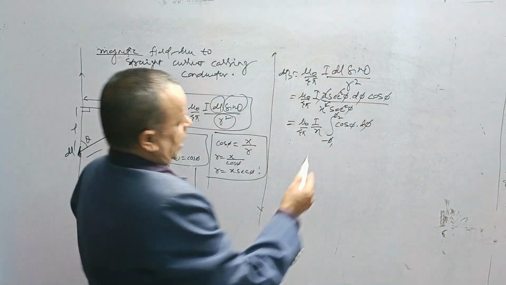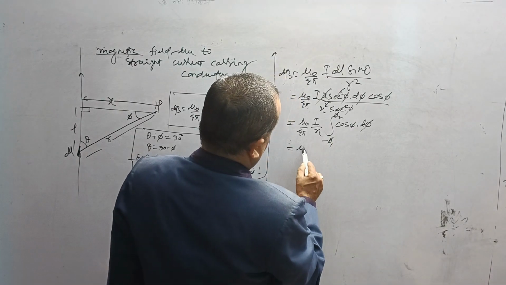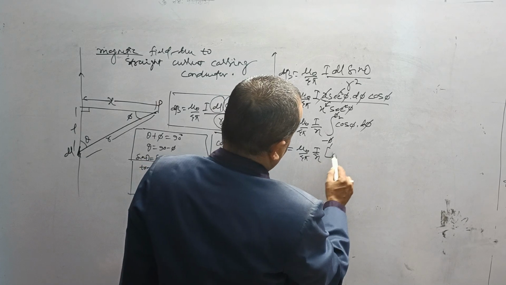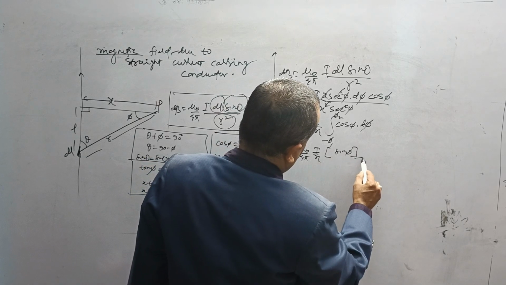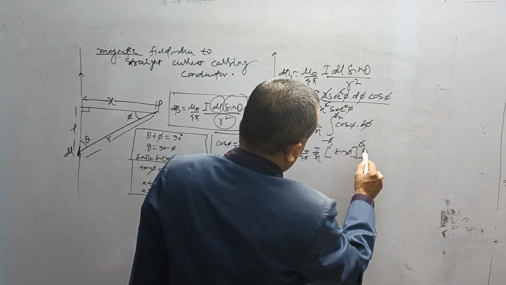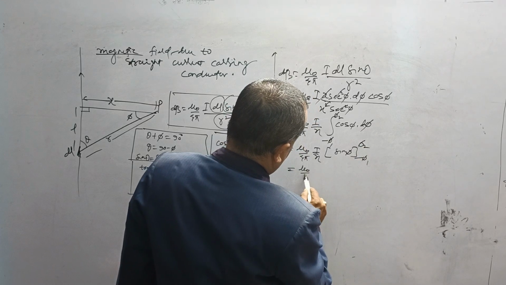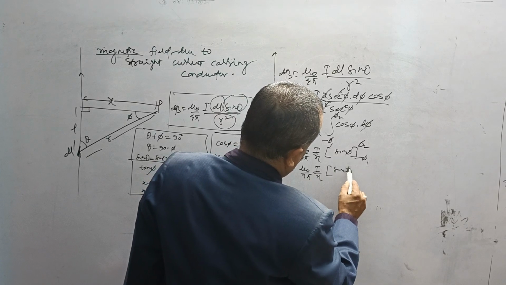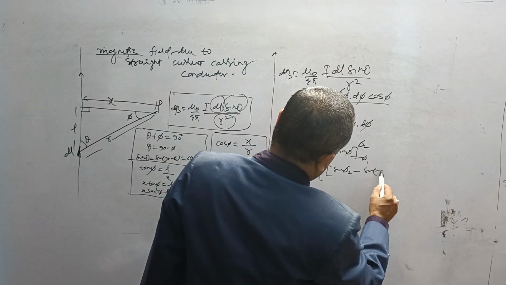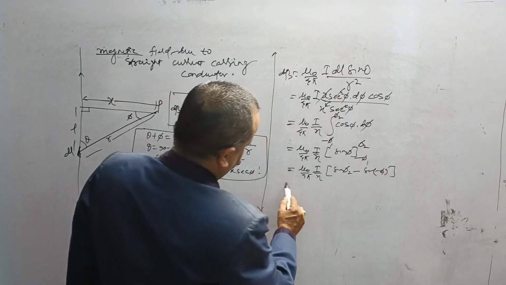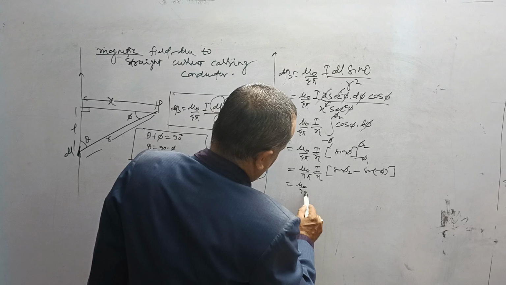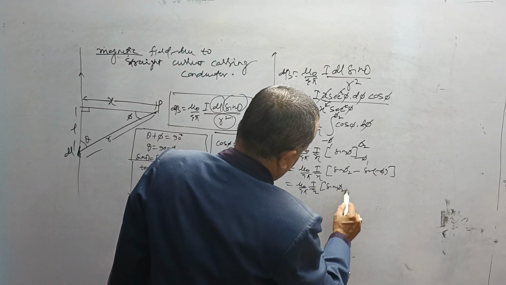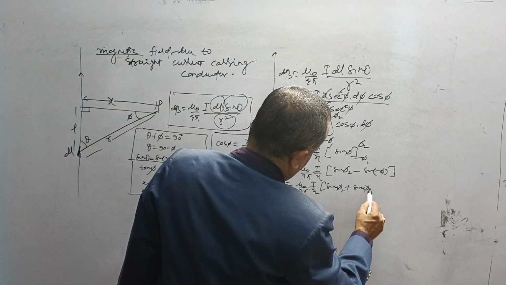So what we need to do is integrate cos phi. It becomes mu naught upon 4 pi, I upon x. Integral of cos phi becomes sin phi. It goes from minus phi 1 to phi 2. So the upper limit is sin phi 2 minus sin of minus phi 1. It is coming out to be mu naught upon 4 pi, I upon x, times sin phi 2 plus sin phi 1.